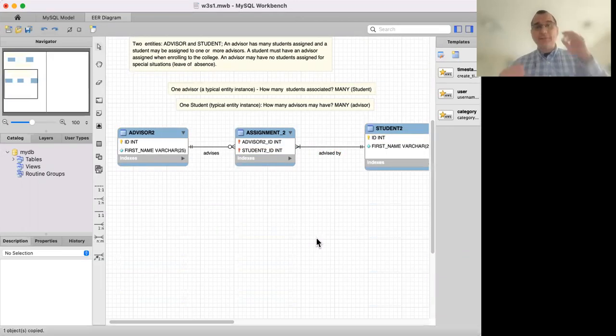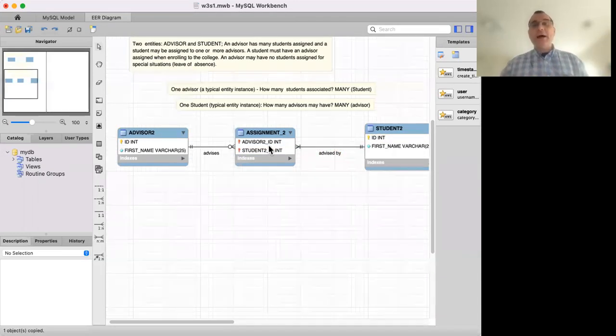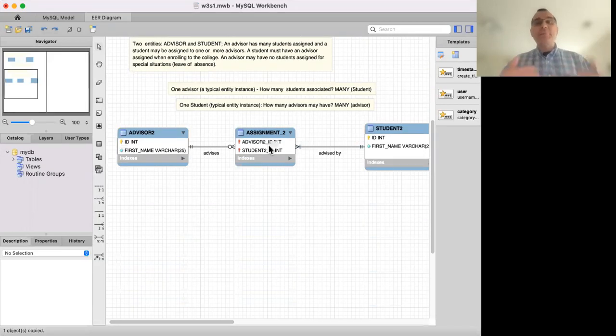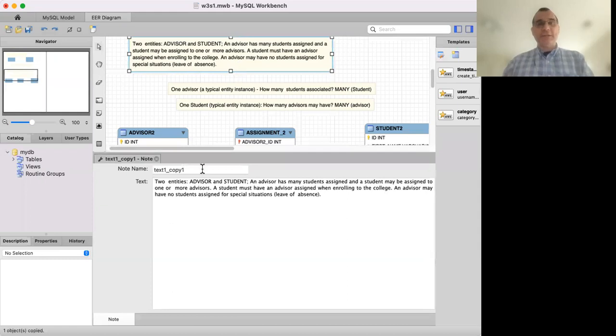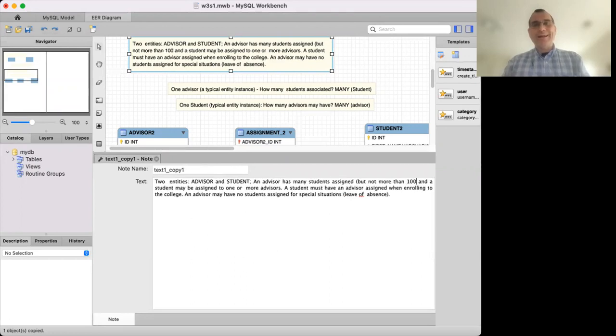So now I got a good many-to-many relationship. And you see how I found all the answers in my specification. So this is the lucky case where the specification is giving me answers. Sometimes you may have even more information about this relationship. For instance, an advisor has many students assigned, and let's say, but not more than 100. So we don't want to overwhelm the advisor.